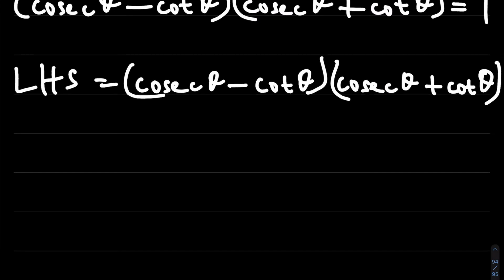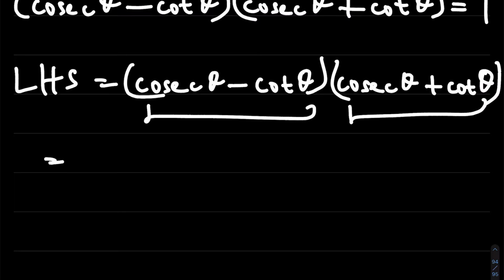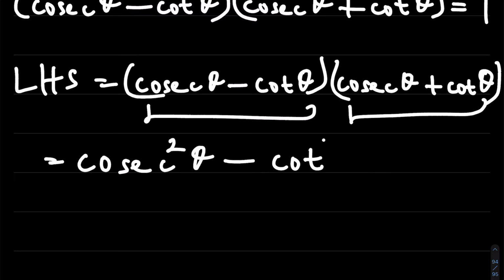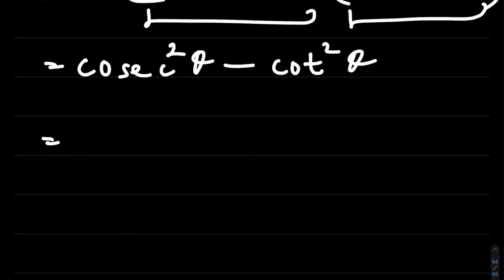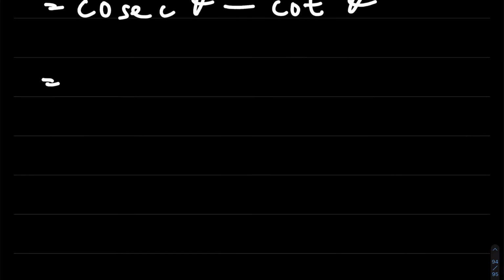Now, we can see that this product, cosec theta minus cot theta times cosec theta plus cot theta, is a difference of two squares. So I can write it as cosec squared theta minus cot squared theta. Now I know that cosec squared theta is the same as 1 plus cot squared theta.